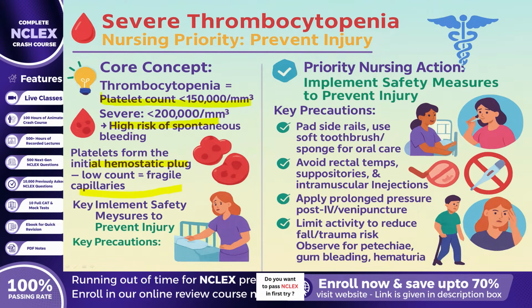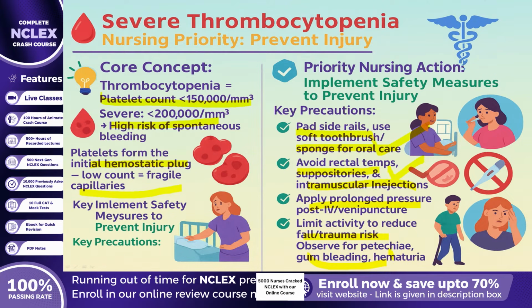The care plan should include padding side rails, avoiding rectal temperatures or suppositories, using a soft toothbrush or sponge for oral care, avoiding intramuscular injections, and applying prolonged pressure after any venipuncture or intravenous procedure. Activity should be cautiously limited to reduce fall risk and tissue trauma.